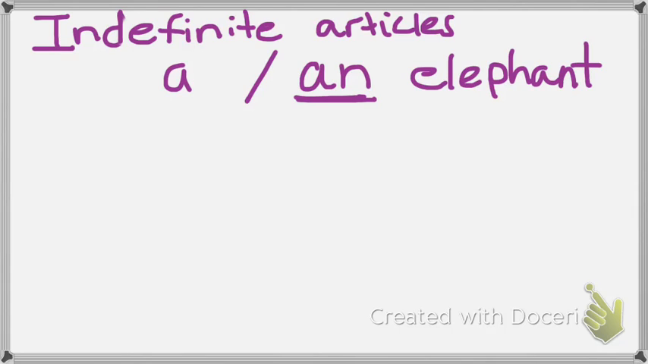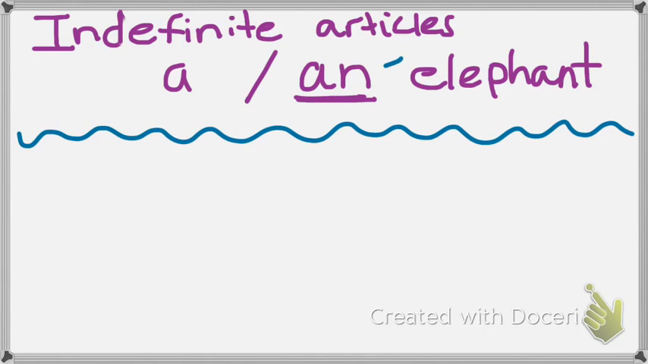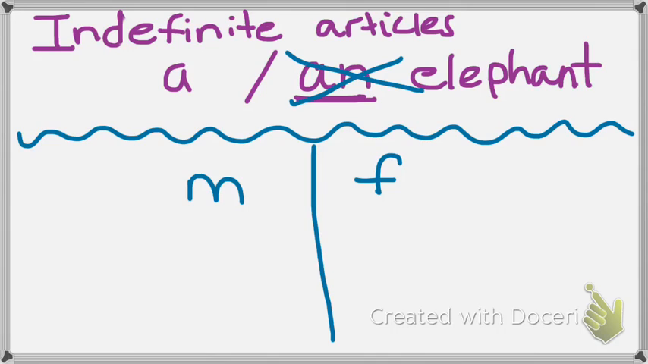Okay. In Spanish, when we talk about our indefinite articles, we're not going to have to worry about the difference when there's a vowel, such as "an elephant." So you won't have to worry about this difference in Spanish. But you still, of course, will have to worry about the masculine and the feminine. So the masculine way of saying "a" or "an" in Spanish is going to be "un." And the feminine way is going to be "una."